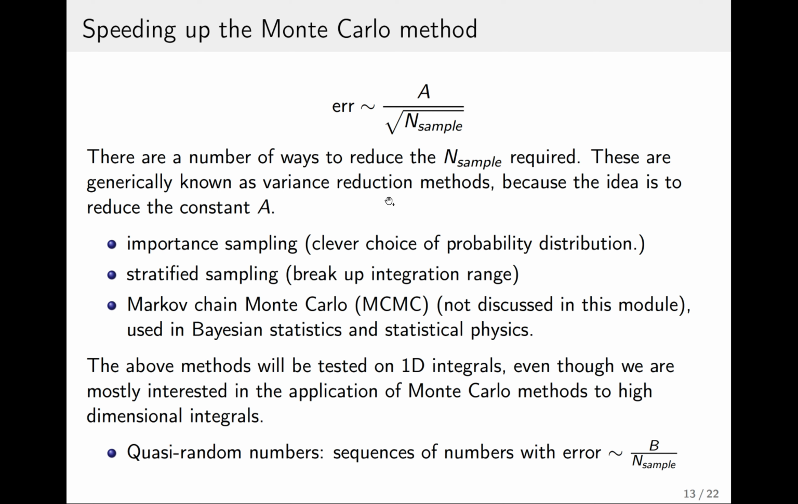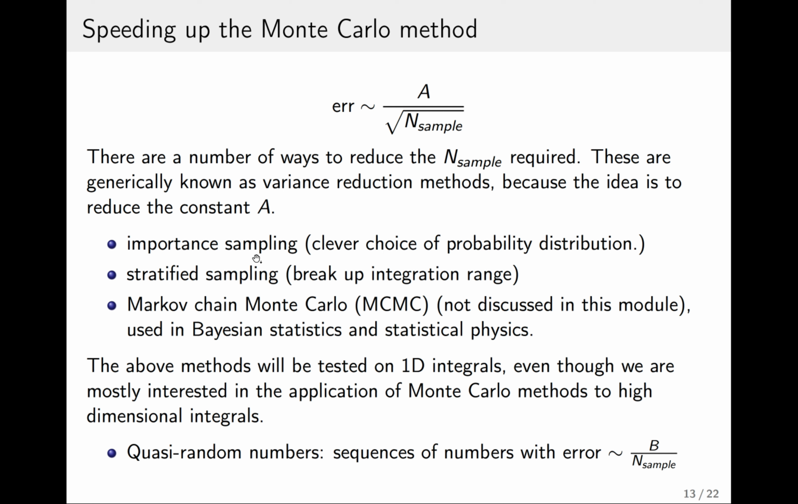Okay, so you find out in practice the error goes like 1 over the square root of the number of samples. Sometimes to get accurate results you need a lot of samples, and this can be very, very slow. So there are a number of ways to reduce the number of samples required, and these are called variance reduction methods. The basic idea is to reduce the value of A. You do clever things with the integrand, and you can sometimes reduce A.